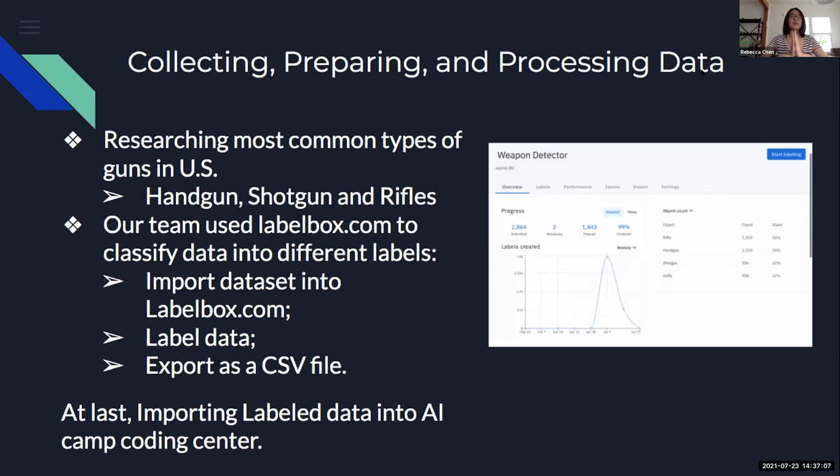So the first step of our project was to collect, prepare, and process data. Basically, we researched the most common types of guns in the US. We ended up choosing three labels: handgun, shotgun, and rifles. Our team used labelbox.com, shown on the right, to classify data into those labels. First, we imported the data set into labelbox.com, then we labeled them, and then we exported them as a CSV. At last, we imported those labeled data into our camp coding center to do the next step.